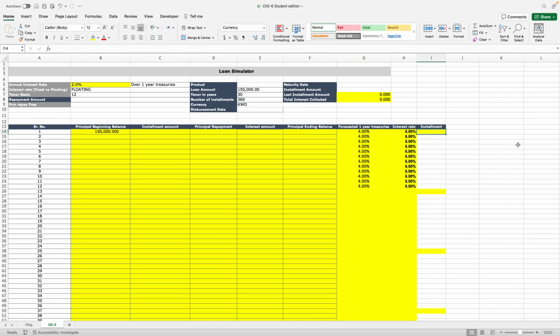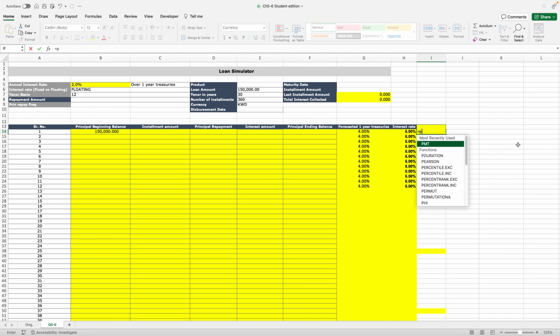How much is the installment amount? Equals PMT. How much is the rate? 6% divided by 12, because we're going to pay all of our installments on a monthly period. So the rate and the number of periods and the PMTs all have to be in months, comma. Number of periods. How many months is the total loan? We don't put 30 years, we put 360 months.